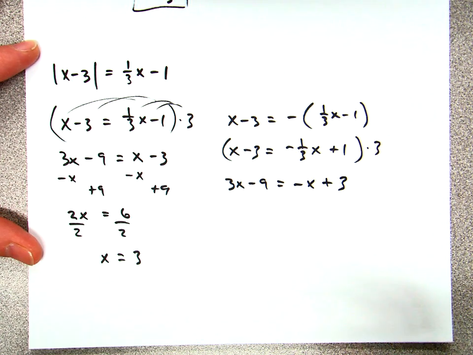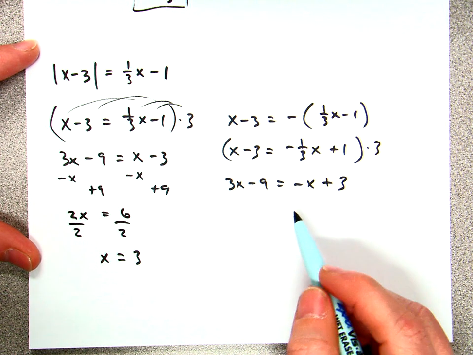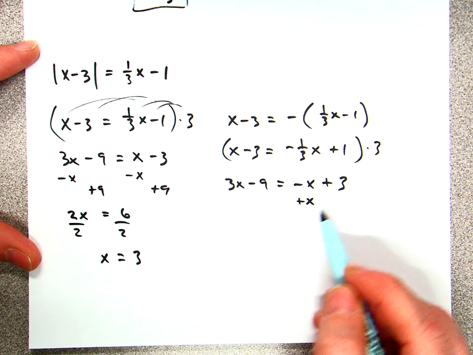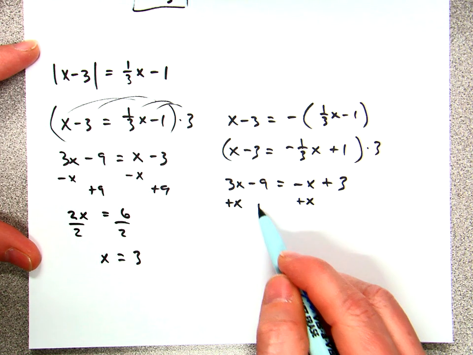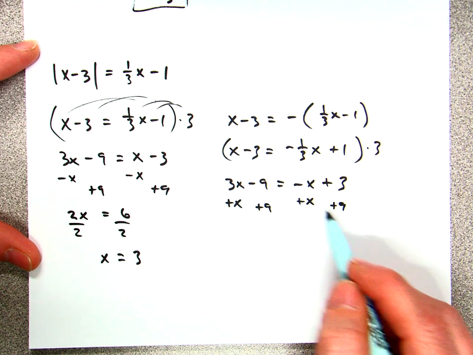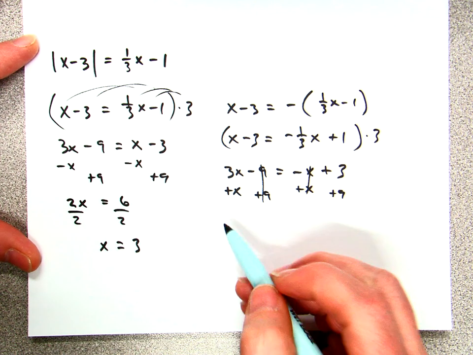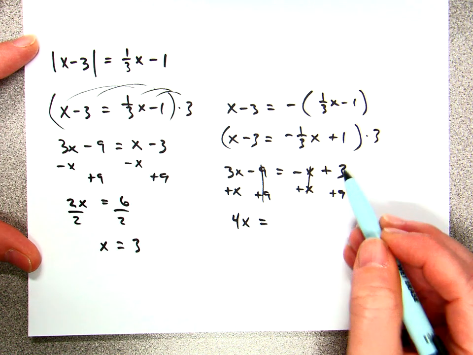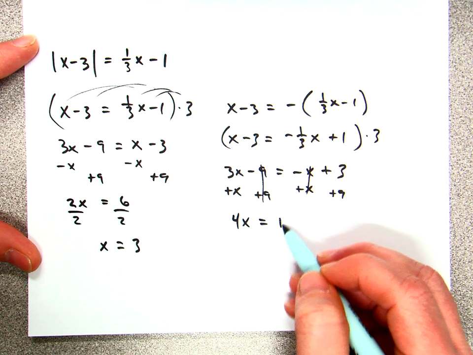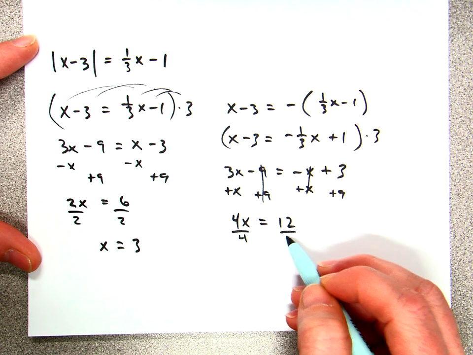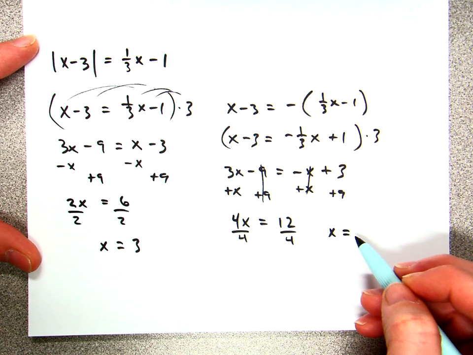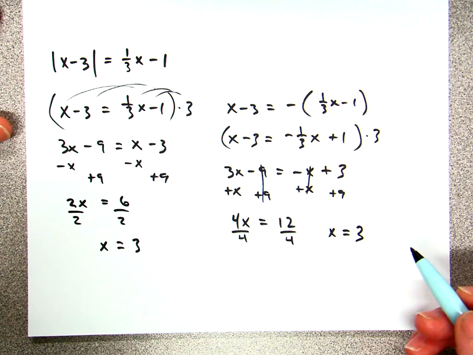Again, I'm going to move them all to the same side to make positive x's. So I'm going to move this x over here, and I'm going to add the 9 over. That way these cancel. So what do we got? 4x equals 9 and 3 is what? 12. So when we divide by 4, x is equal to 3 again.